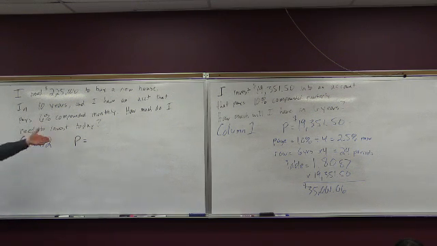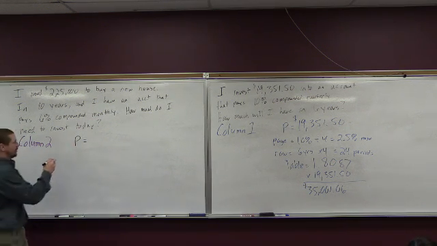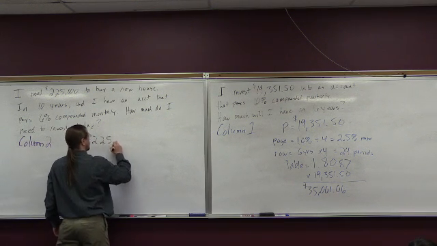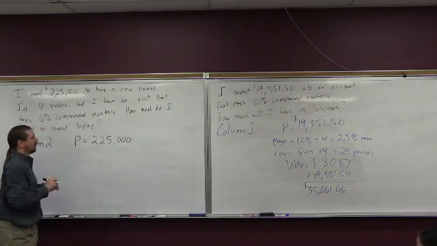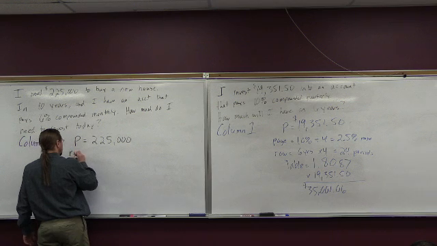P is your future value. Again, remember when you're starting in column 2, P is not what you're starting with. It's really where you're trying to end up at, or it's your future value. Not quite $250,000. What page am I going to go to?